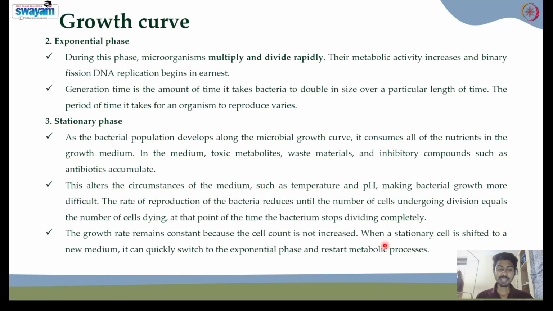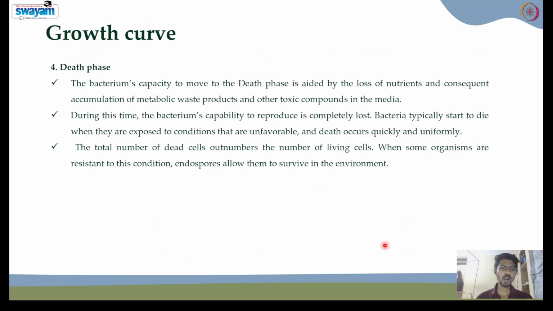Okay. And the last phase is the death phase. What happens here? The bacteria lose their capacity for cell division. Why is it so? Because of loss of nutrients and consequent accumulation of metabolic toxic products in the media. Once it has reached that stage, they completely stop their reproduction and they start to die when they are exposed to this unfavorable environmental condition. So the death occurs quickly and uniformly.